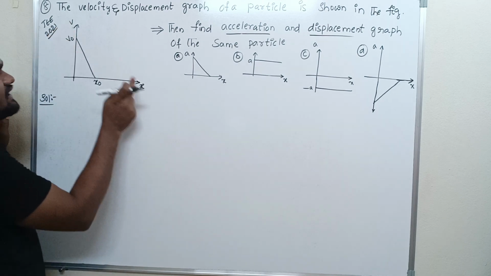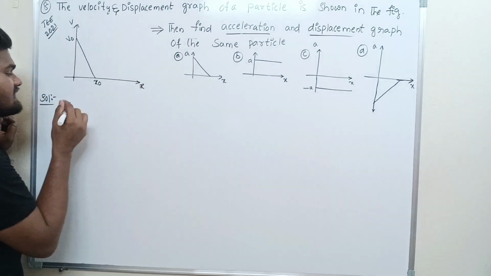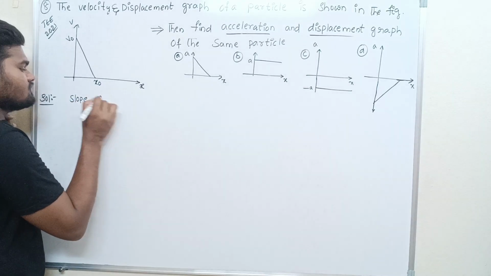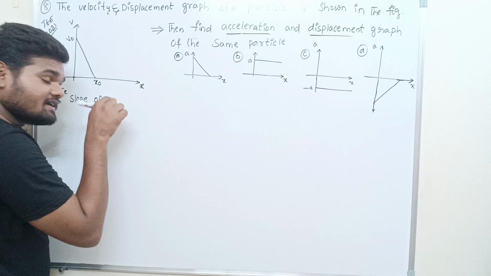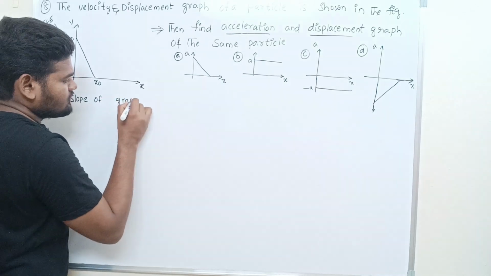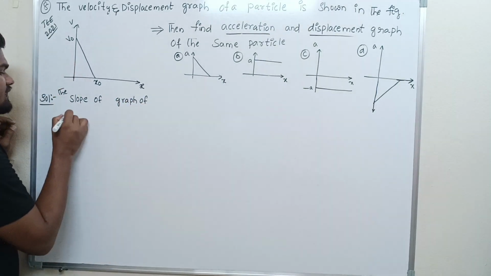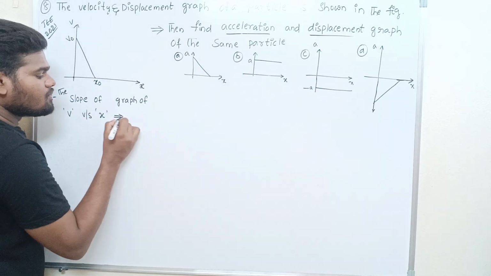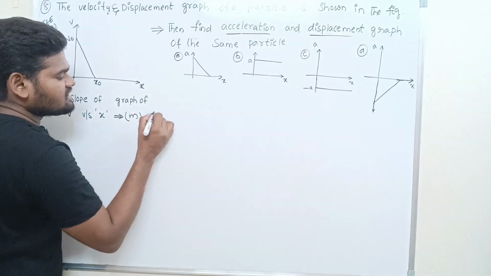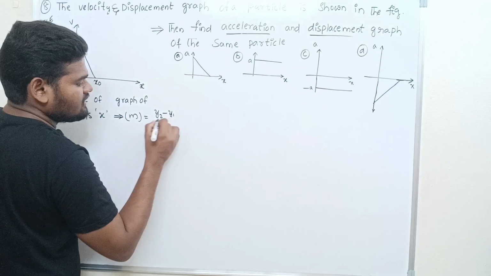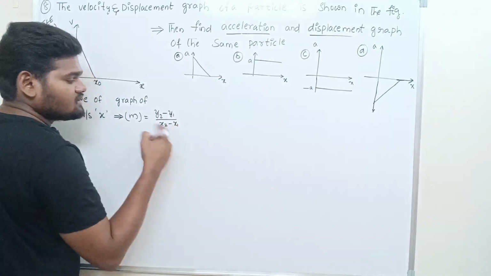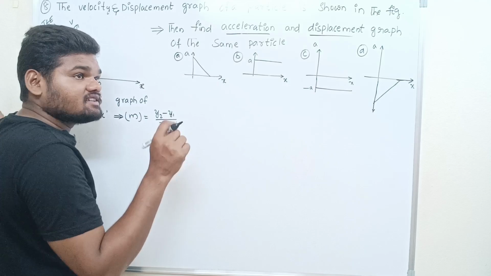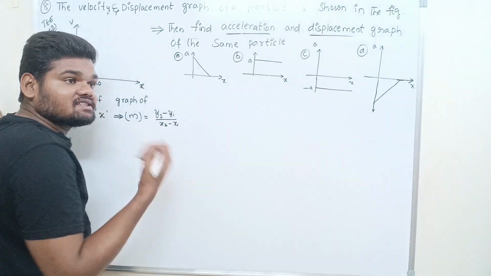This is the graph for velocity versus x. That means in general terms, we can write like this. The slope of the graph of V versus X is equal to, slope can be denoted by m, y2 minus y1 by x2 minus x1. So if y1 is very close to y2, then we can write y2 minus y1 as dy, x2 minus x1 as dx.